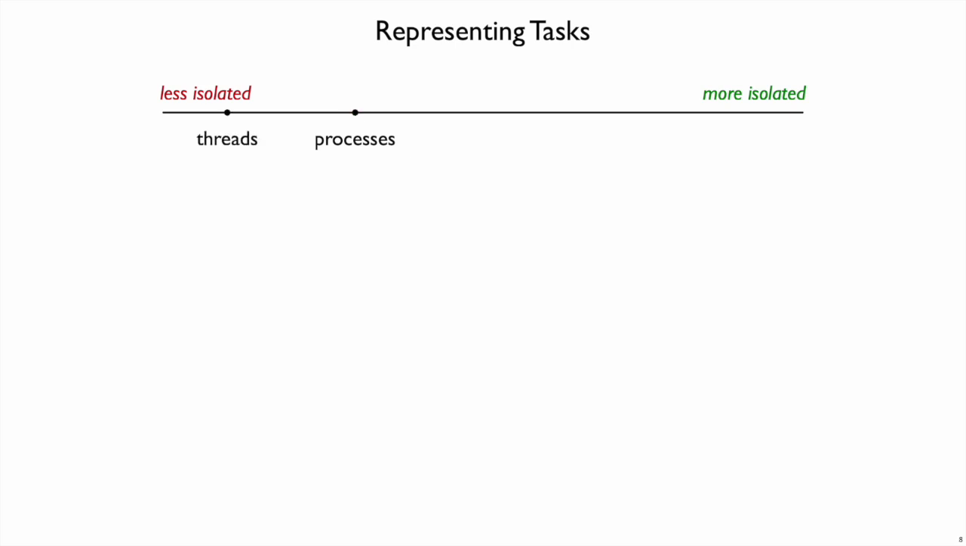An example of something to the left of processes on this line would be threads, running all in the same process. So they can share memory and they do affect each other, but still they have their own stacks and program counters, so they get a certain amount of independence. Still, they're on the relatively left end of this line, the less isolated end of the line, because threads within a process share so much.